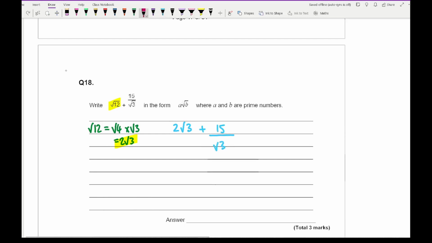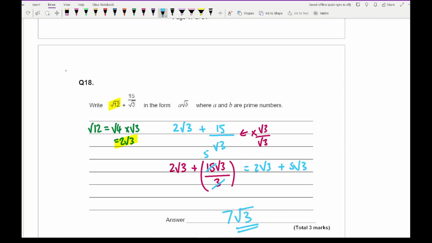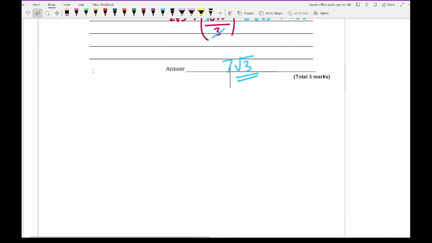Then if I multiply this fraction by root 3 over root 3, I get 2 root 3 plus 15 root 3 over 3. And then simplifying this second fraction, the 15 and the 3 cancel out, leaving 5. So I end up with 2 root 3 plus 5 root 3, and that leaves me with 7 root 3. And there is my final answer.